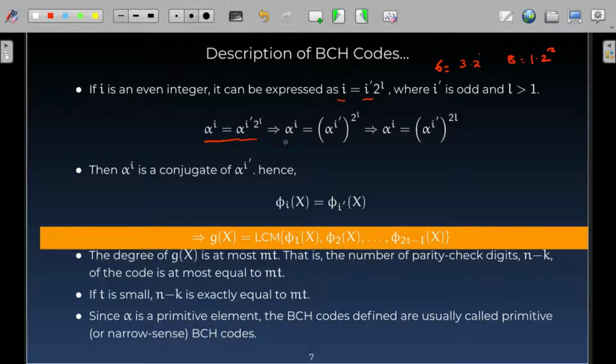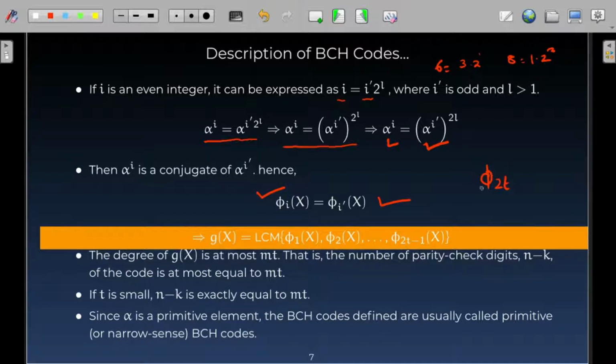Then alpha^i will be equal to alpha^(i' 2^l). What that means is that alpha^i is actually equal to (alpha^i') to the power 2^l, and we know that beta and beta^(2^l) are going to be conjugates, right? So in this case, alpha^i and alpha^i' are going to be conjugates of each other. In that sense, the minimal polynomial with respect to alpha^i and alpha^i' is going to be the same, right?